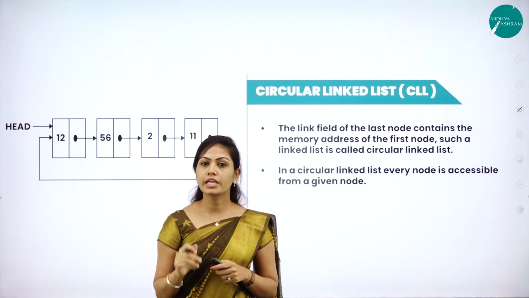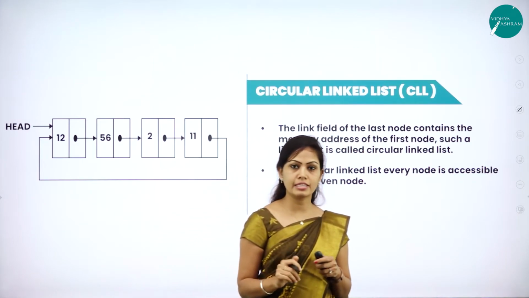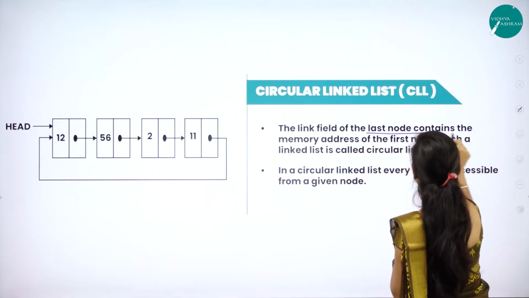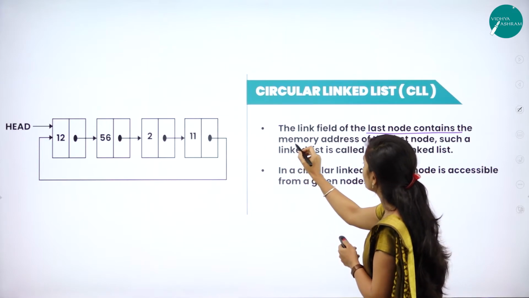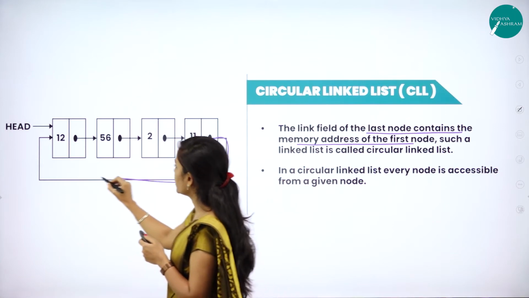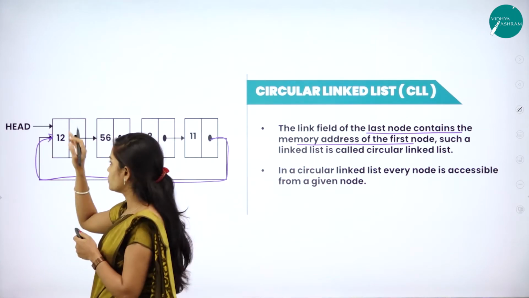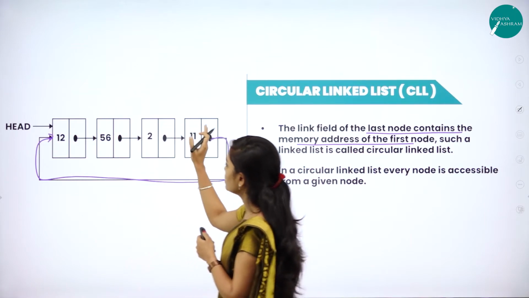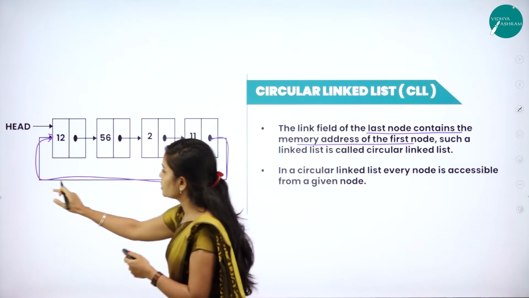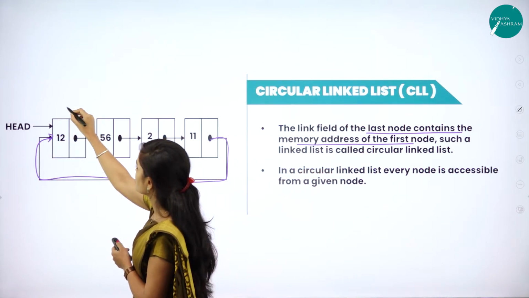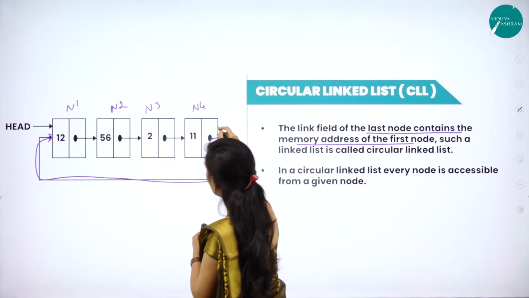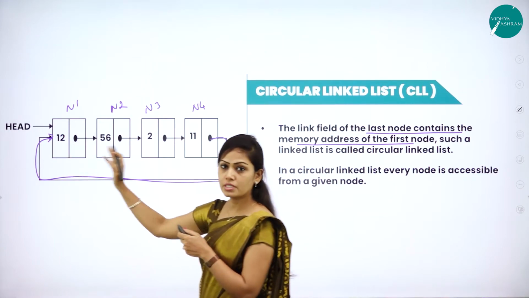And next we have the circular linked list. CLL stands for circular linked list. In a circular linked list, the last node contains the memory address of the first node. So this is the first node, second node, third node and fourth node. We have four nodes, and the last node indicates the address of the first node.